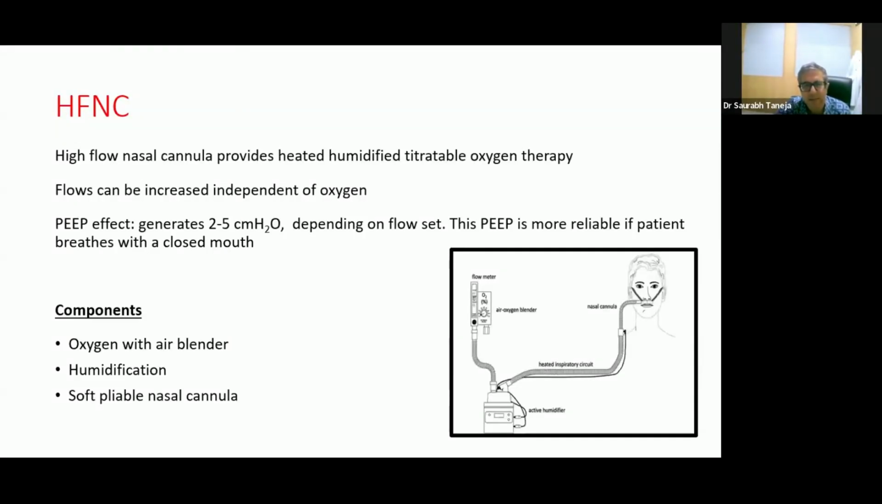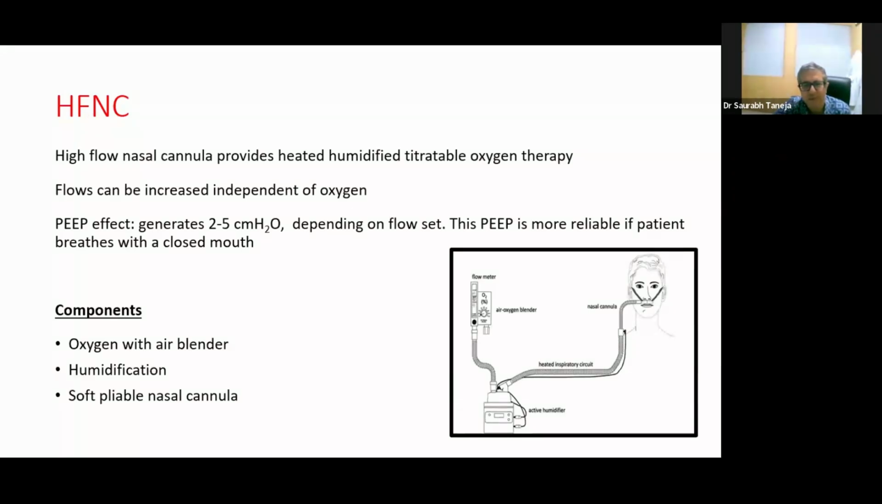So a newer device that has come in vogue nowadays, high flow nasal cannula. The benefit is that all of the previous devices are causing a bit of dryness or irritation. That is because the air that is being provided is not humidified. With HFNC, the benefit is that we provide heated, humidified, titrable oxygen therapy. And the flows can be increased independent of the FiO2 or the oxygen level.